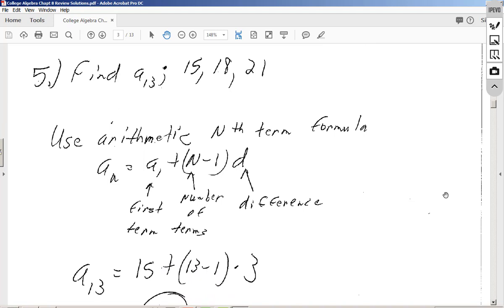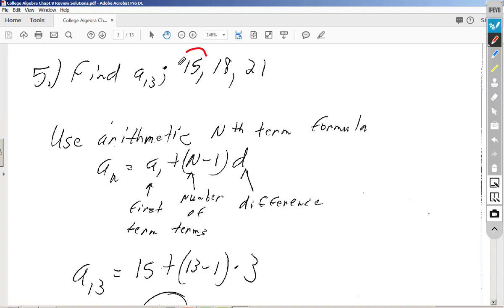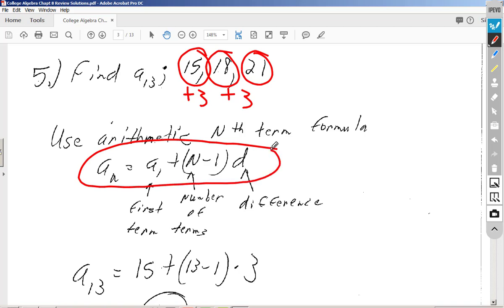On number 5, it wants me to find a sub 13. And I notice that my sequence starts with 15, 18, 21. So you're going to notice these are going up by 3. That is known as your common difference. So we're going to use the arithmetic nth term formula, and this formula will be given to you on the formula sheet that will be attached to your test.